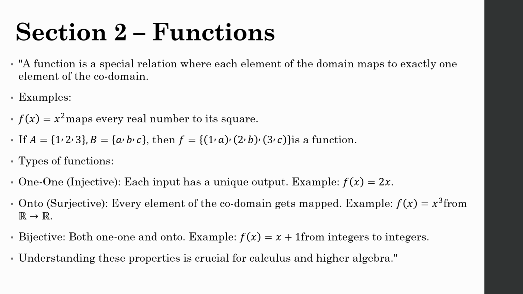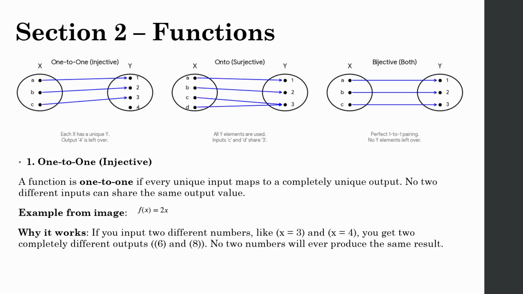Understanding these properties is crucial for calculus and higher algebra. So let's go through it one by one. Number one, one-to-one, or injective. You can refer to the image for more clarity. Definition: a function is one-to-one if every unique input maps to a completely unique output. No two different inputs can share the same output.